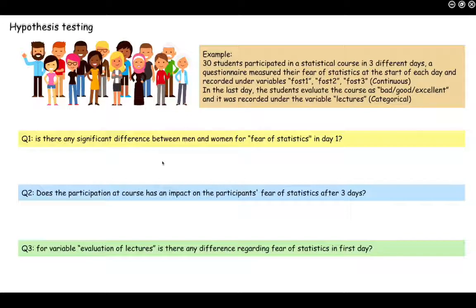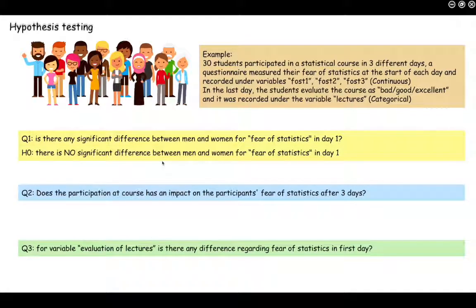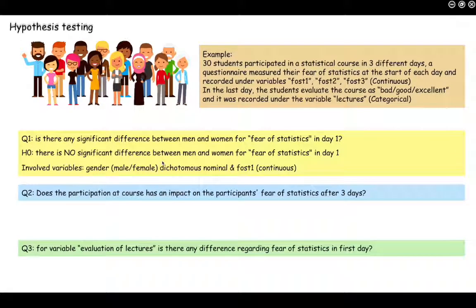When you look at these questions, you can also make the null hypothesis. For the first question, the null hypothesis is that there is no significant difference between men and women for fear of statistics in day 1. And every time you have a null hypothesis, you should define the variables involved in this question. Here we have gender, a dichotomous nominal variable as male and female, and also the fear of statistics as a continuous variable.